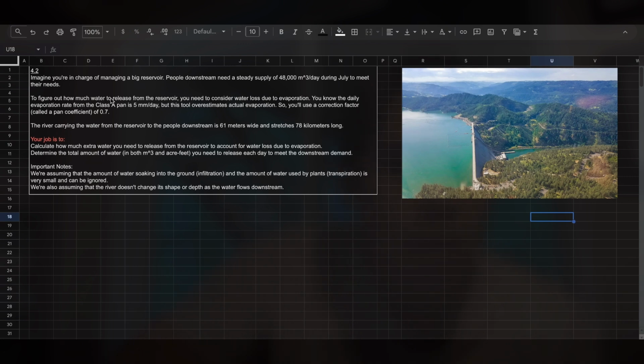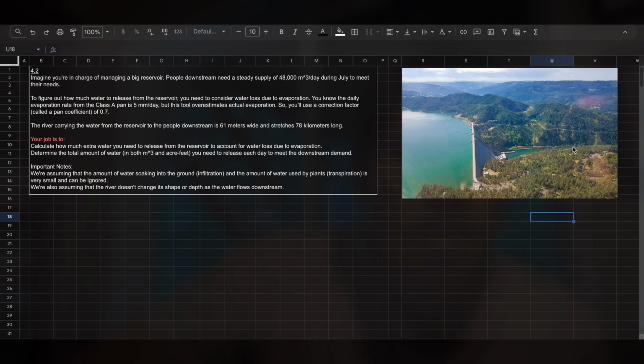To figure out how much water to release from the reservoir, you need to consider water loss due to evaporation. You know the daily evaporation rate from the Class A pen is 5 millimeters per day, but this tool overestimates actual evaporation, so you'll use a correction factor called a pen coefficient of 0.7. The river carrying the water from the reservoir to the people downstream is 61 meters wide and stretches 78 kilometers long.